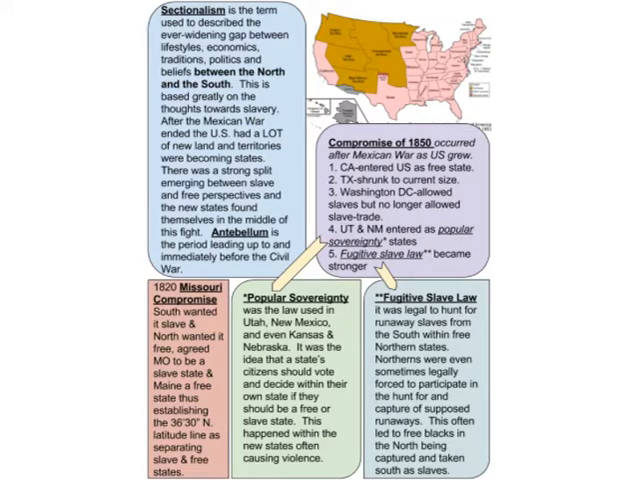Here's the thing, though. With this expanding westward movement of the United States, thanks to manifest destiny, these new states had to either be slave states or free states. And so the northern states were pulling for them to be free. The southern states were pulling for these new states to be slave.